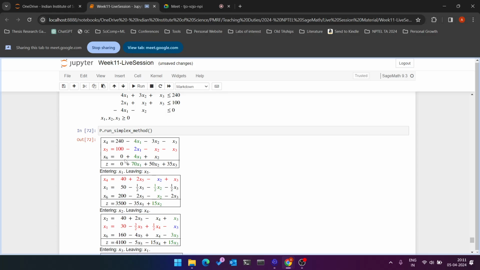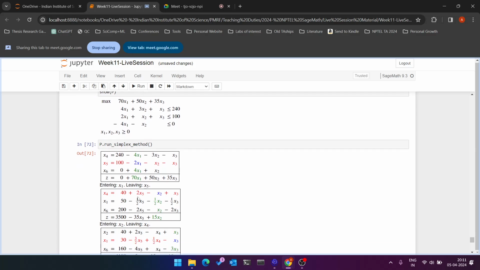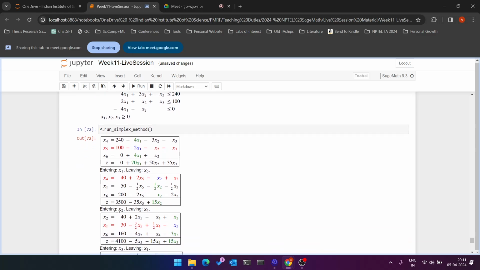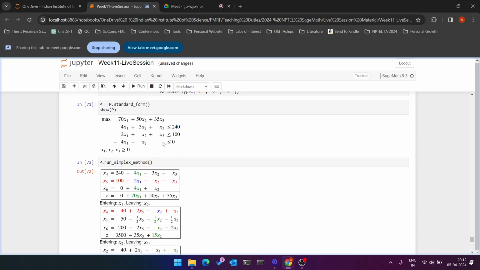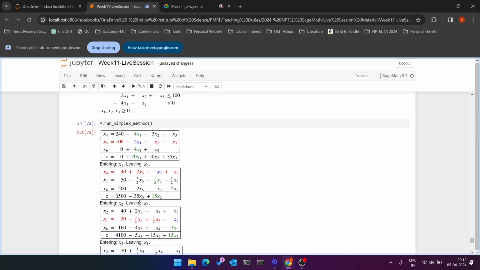This equation is now plugged into my objective function z. So 70x1 becomes 70 into 50 minus so on and so forth, right? So my objective function becomes 3500 minus 35x5 plus 15x2. As we have seen, because x5 is the slack variable being added here on the second equation, and this LPP is written in the standard form, we notice that x5 has to follow the constraint of being non-negative, which is why we are not too worried when a negative coefficient comes here.